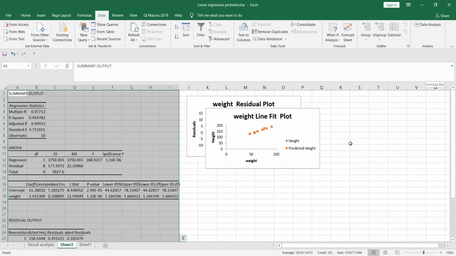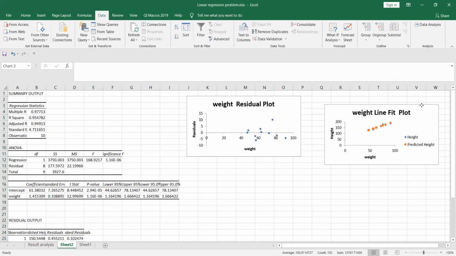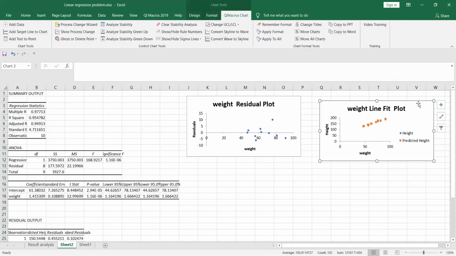Now I'll get this type of plot. This is my best fit line curve, weight over the height. So this is the predicted height. It is pretty correlated with each other, as the graph shows. And now this is the residual error, the error between the predicted and actual.